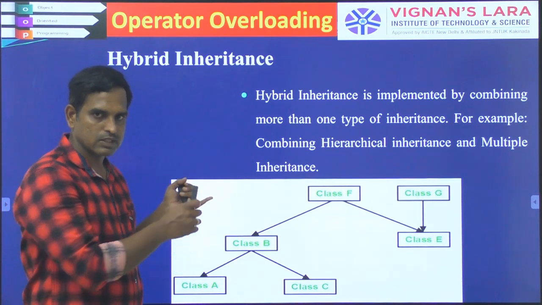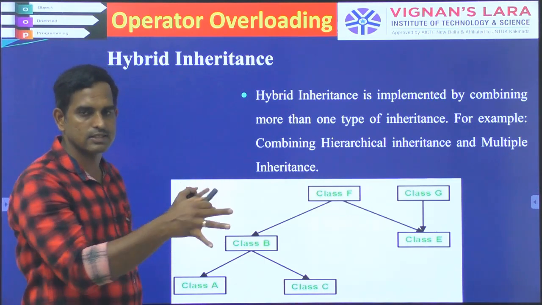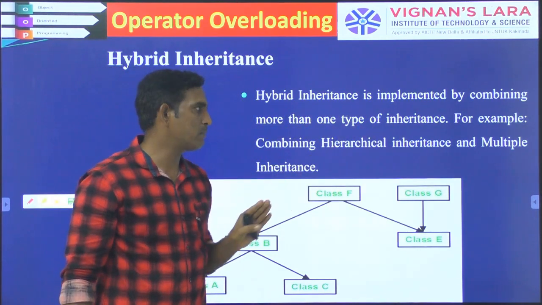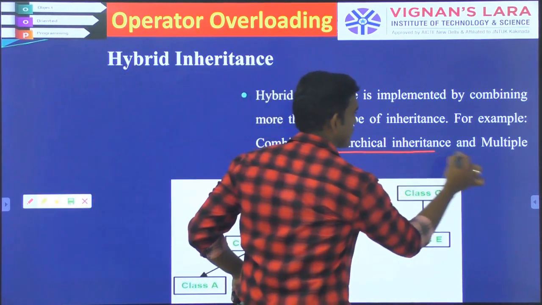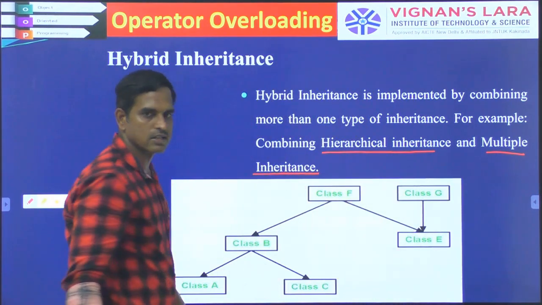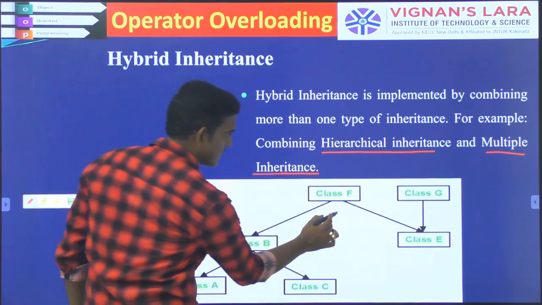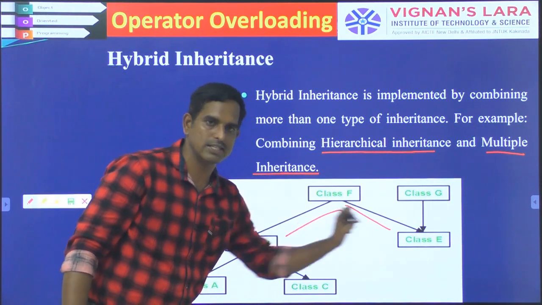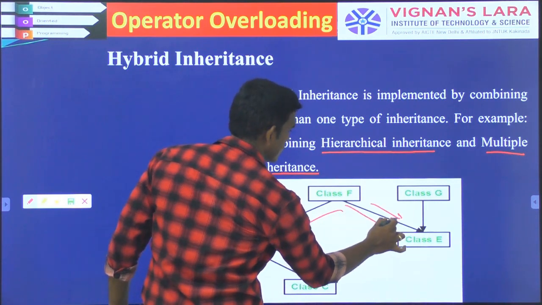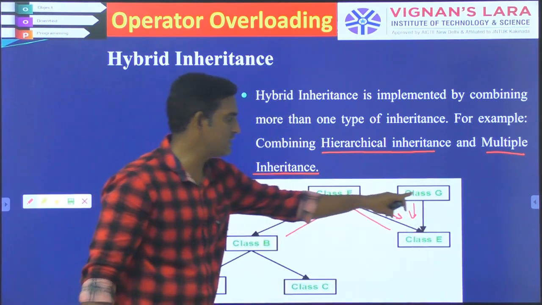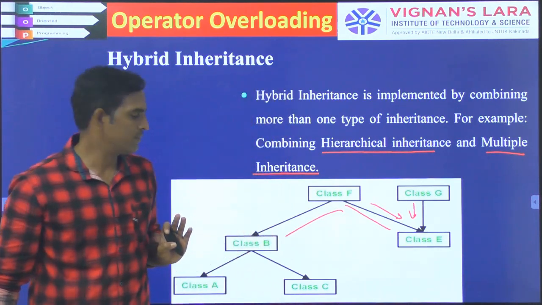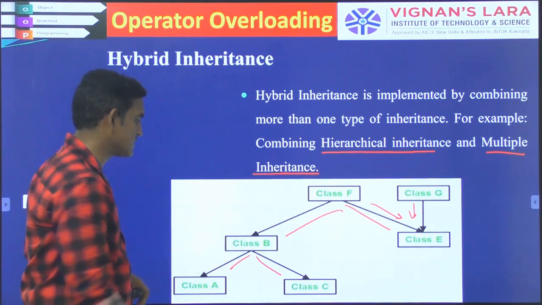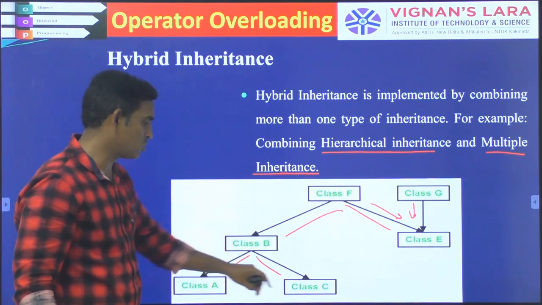You can be having multiple inheritance, hierarchical inheritance, and combining them. That is, hybrid inheritance will be implemented by combining more than one type of inheritance. For example, combining hierarchical inheritance and multiple inheritance. You can see the hierarchical inheritance here, where the class F is providing inheritance to class B and class C, and you can see the multiple inheritance where class F and G are providing inheritance to E.